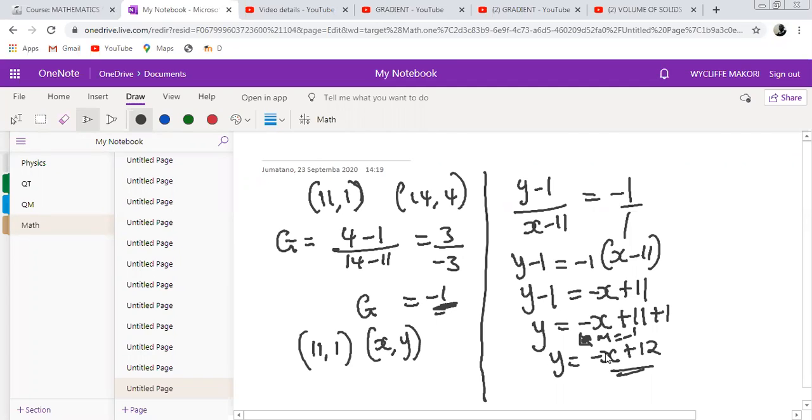That is actually what we are referring to. Anytime you are told to get the equation of a straight line, always start by getting the gradient. Always start by getting the gradient and then assume 1 point, and then you should be able to get that particular equation. I want us to see another approach that you can be told to get the equation.